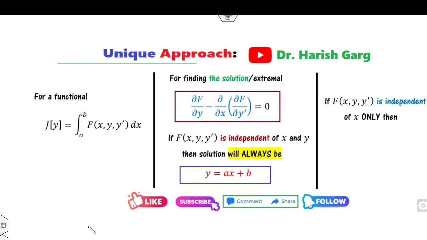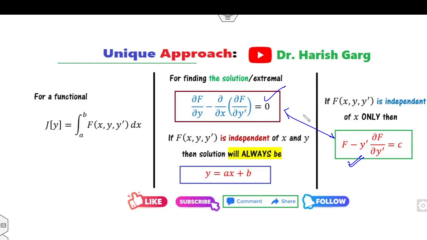Third shortcut trick is whenever the function is independent of x only. In the previous case it was independent of both. If your function is independent of x only, then you can write the solution in this manner. Make sure you can start either with this equation or with this one, that's your choice. For example, I will tell you in what case you can use equation number 1 or in what case you can use equation number 2.